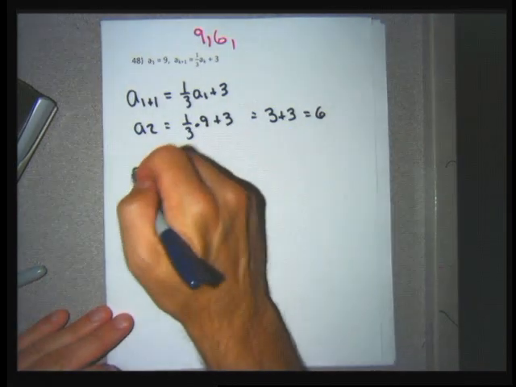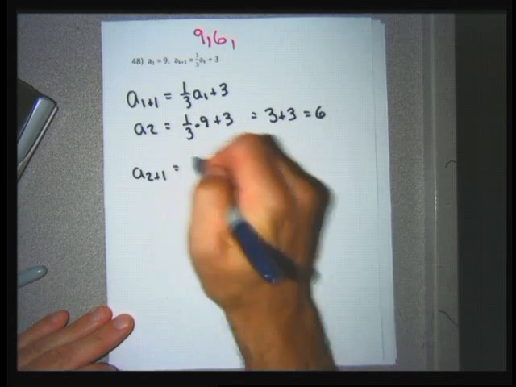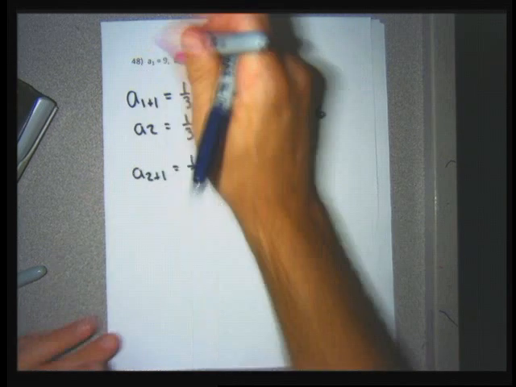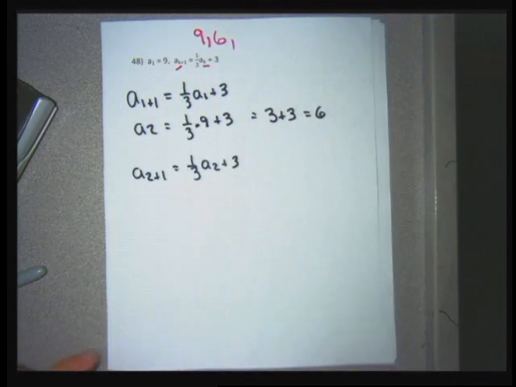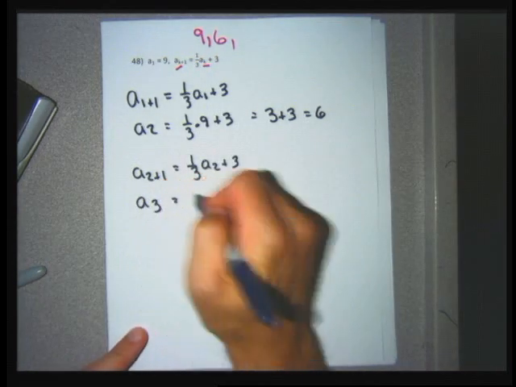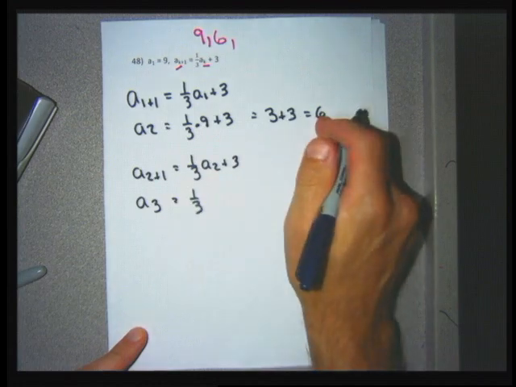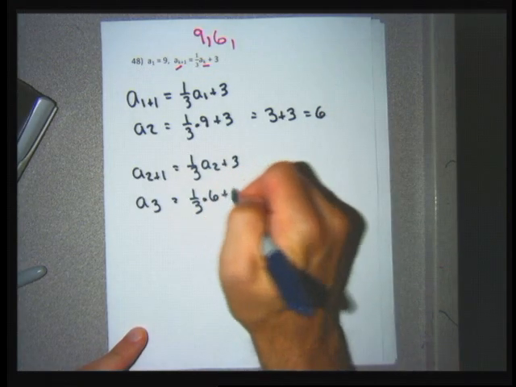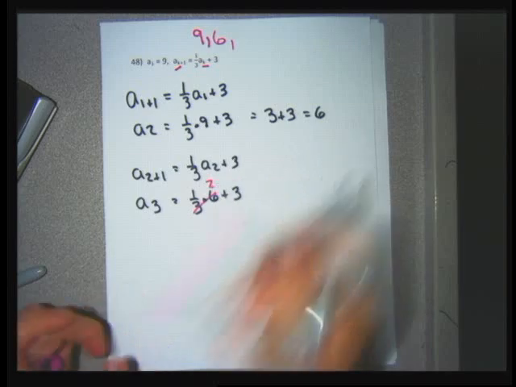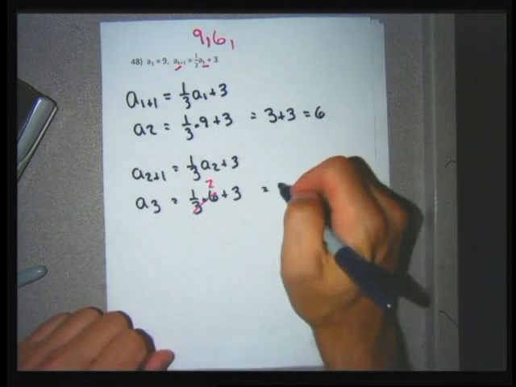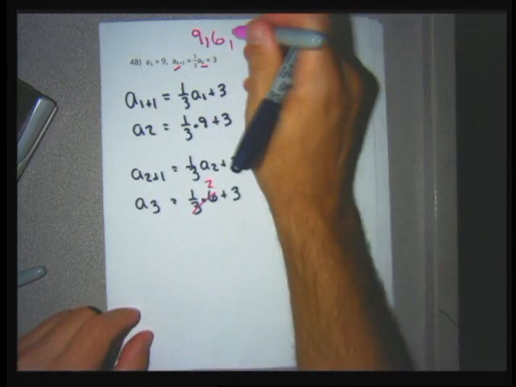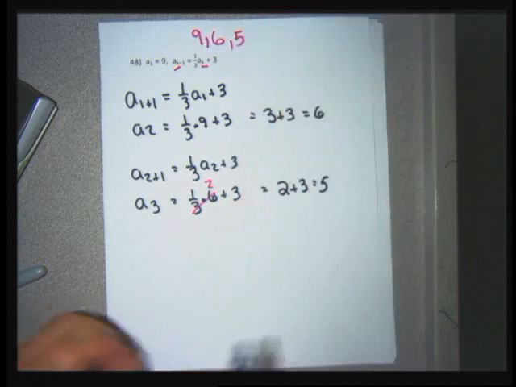The next thing I'm going to do is go a sub 2 plus 1 equals 1/3 times a sub 2 plus 3. Again, that's just plugging in for that k and that k, the number 2. This gives me a sub 3 equals 1/3. In place of a sub 2, I'm going to put the number 6, so times 6 plus 3. 1/3 times 6, the 3 cancels with the 6 and becomes a 2. I get 1 times 2, which is 2 plus 3, and 2 plus 3 is 5. That's the end of the niceness. Now I'm going to get into fractions.